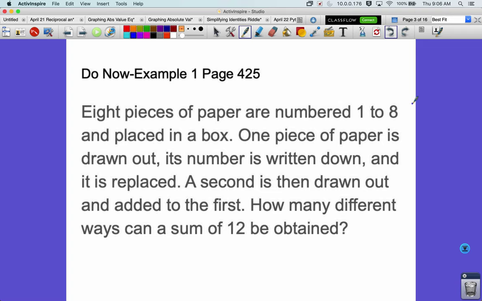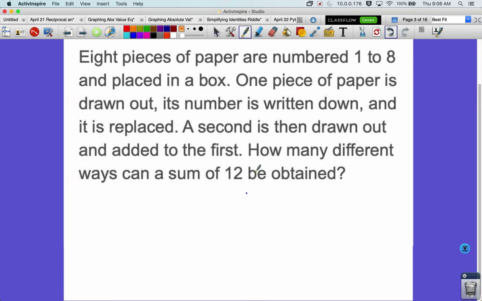Now imagine that there's 8 pieces of paper in a box and they're numbered 1 through 8. One piece of paper is drawn out, its number is written down, and it is replaced. A second is drawn out and it's added to the first. How many different ways can a sum of 12 be obtained?